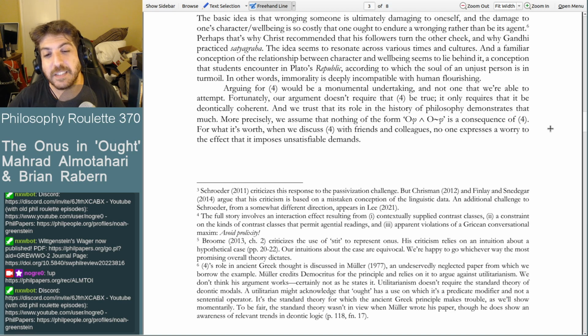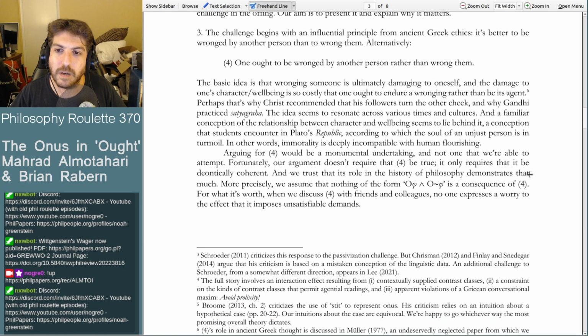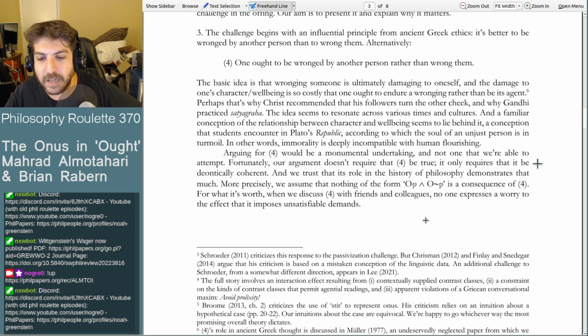More precisely, we assume nothing from the form o phi and not o not phi. So you're obligated to phi and not. Whoa, whoa, whoa. This is not how I would schematize this, because phi is directed, like you are harming somebody versus someone harming you. So that's not what a negation is doing here. That's not it at all. So this is a consequence of 4. What's phi? They didn't even define phi here. How can you do this?